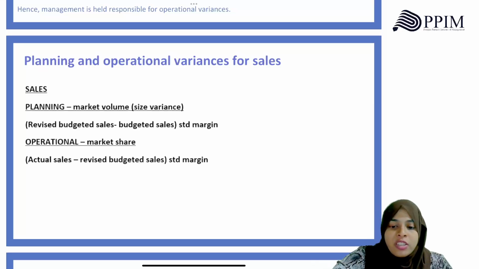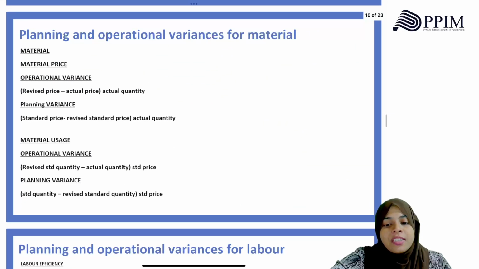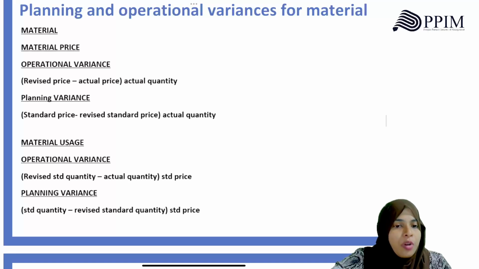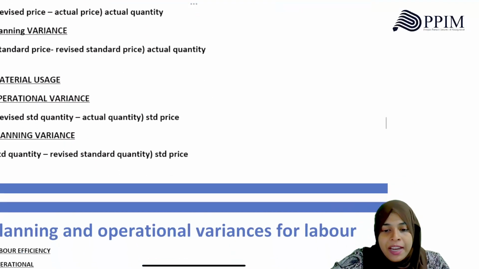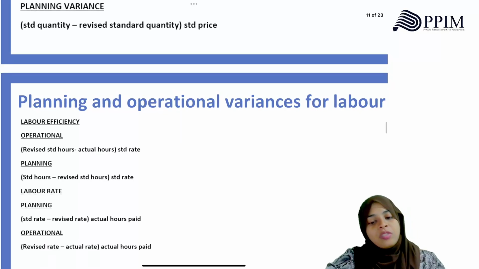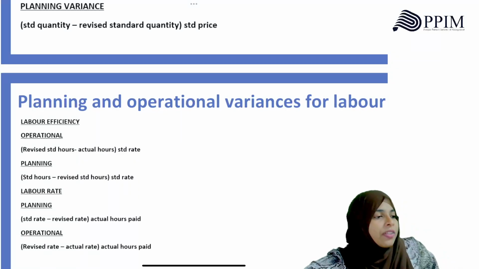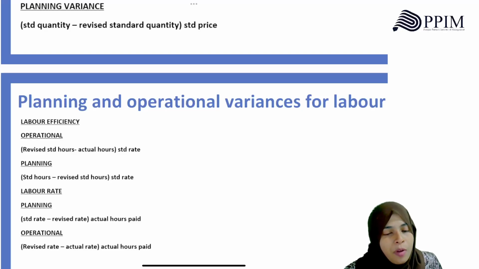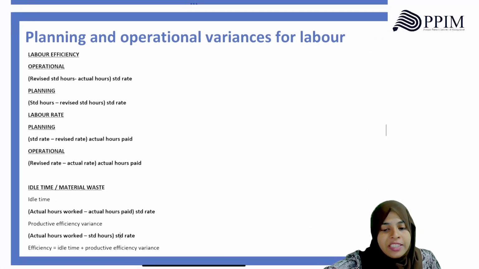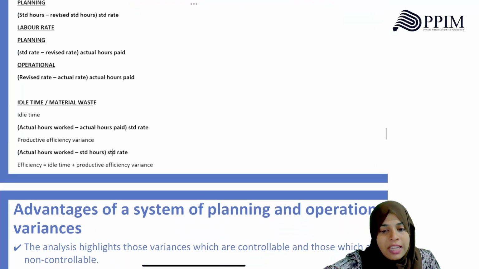Got it? So similarly, even the material variances, price can be divided into operational and planning. Usage can be divided into operational and planning. Right? Labor also, revised hours, you have the actual hours and you have the standard hours. Difference between revised and actual is operational. Difference between standard and revised is planning. You all know, right? Labor rate, that's a revised rate, actual rate and the standard rate.